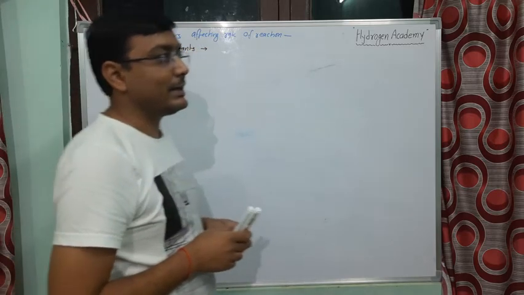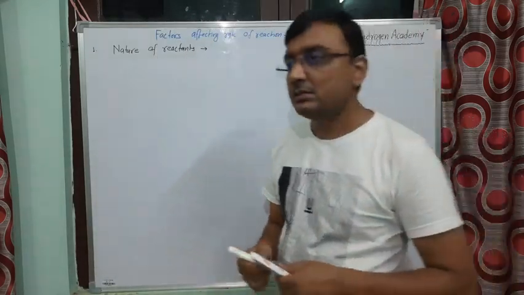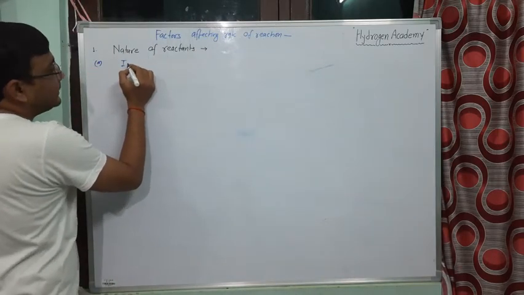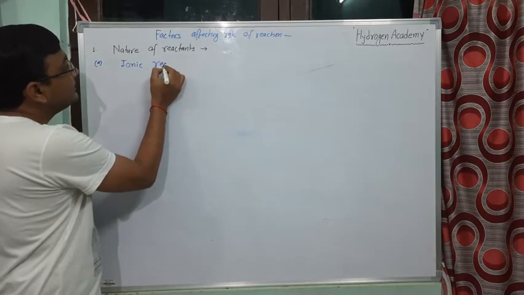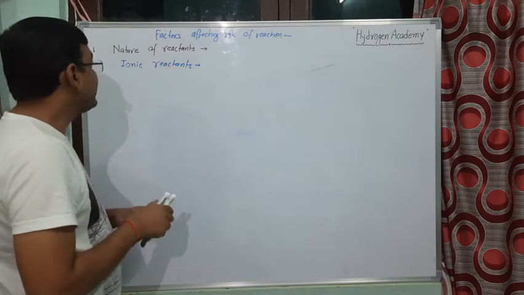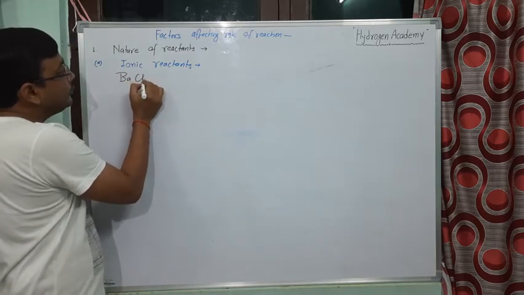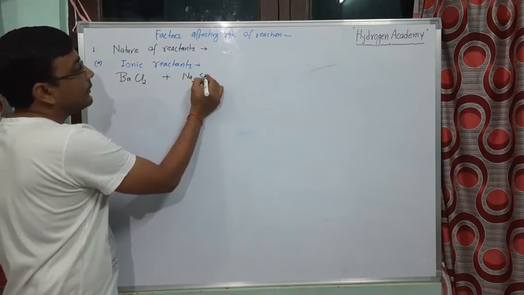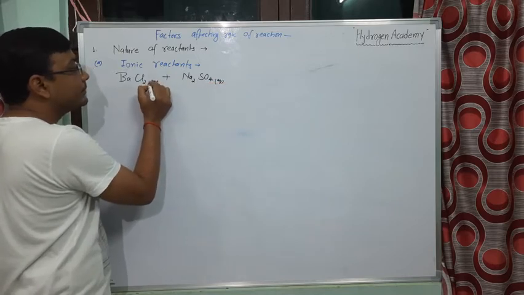We can classify reactants on the basis of nature into different categories. First, you see that ionic reactants. For example, in case of ionic reactants, BaCl2 barium chloride reacts with sodium sulfate. This reaction takes place in aqueous medium.